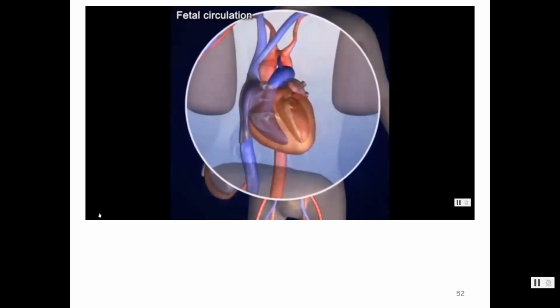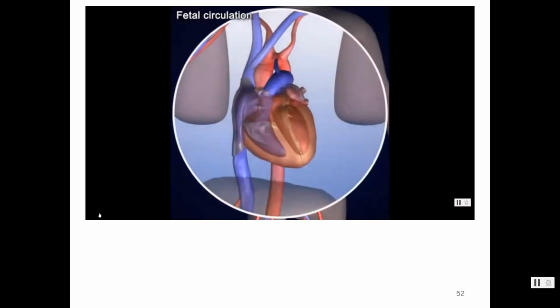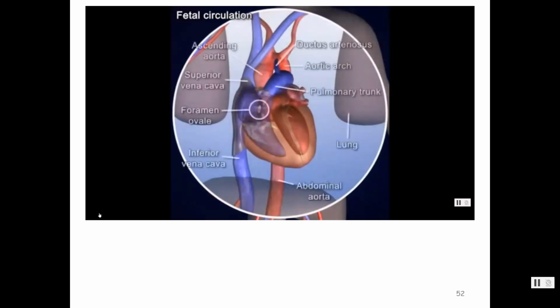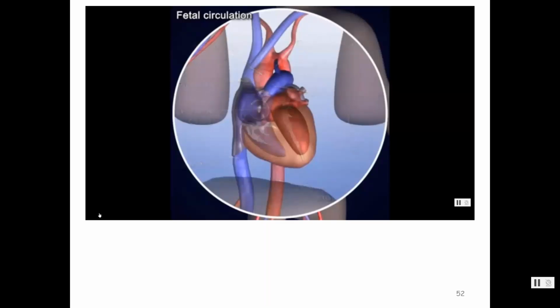With the lungs collapsed, there is no need for the right side of the heart to send blood to the lungs. The blood is already oxygen-rich thanks to the placenta. Instead, there are two shortcuts that allow the blood to bypass the lungs. The ductus arteriosus is a structure that detours blood normally routed to the lungs and lets it flow straight into the aorta and on to the rest of the body.